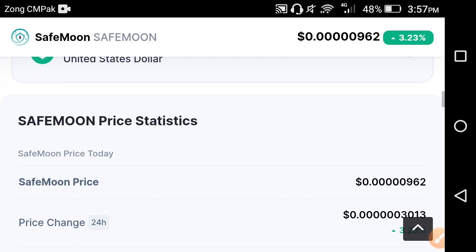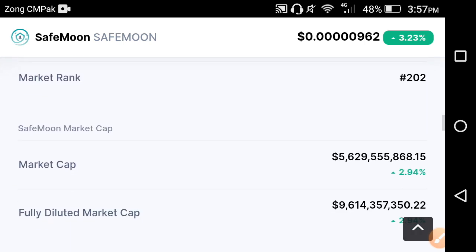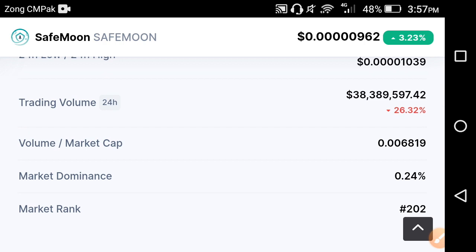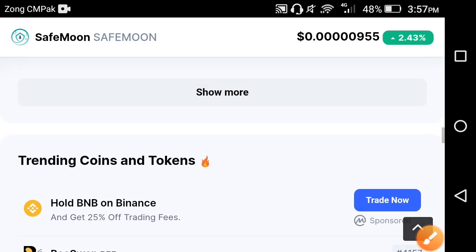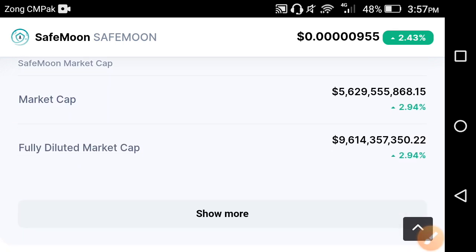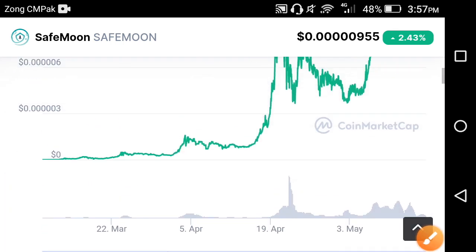My personal recommendation for all of my viewers is that you don't sell the SafeMoon token. As you can see here, the trading volume is falling fast. As I told you, a lot of holders are making this mistake at this time and deciding to sell SafeMoon coin. So don't sell it, it's time to hold. As you can see here, the market cap and fully diluted market cap are going upward about 3%. So please don't sell it. It's time to hold SafeMoon.